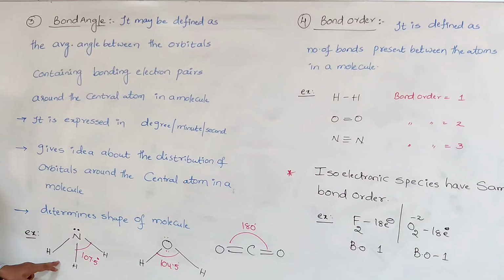Take the ammonia molecule. In the ammonia molecule, three hydrogen atoms are attached to the central atom, nitrogen, and between any two bonds, the angle is 107.5 degrees. When the bonds are arranged around the central atom with an angle of 107.5 degrees, the ammonia molecule adopts the pyramidal structure. So the shape of the ammonia molecule is pyramidal.